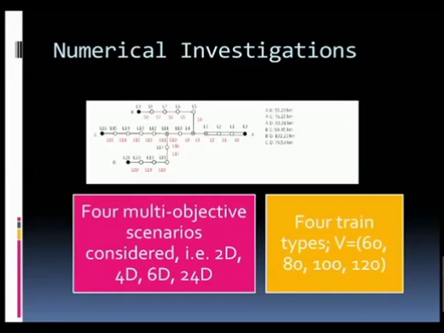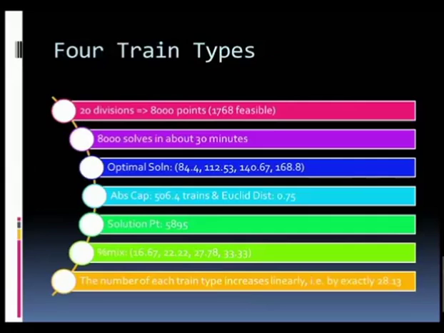So I've solved a 2D, 4D, 6D, and 24 dimension problem. I've got the following 4 train types. That's their speed in kilometers per hour. So for the first one, I'm regulating the competition between the 4 train types.